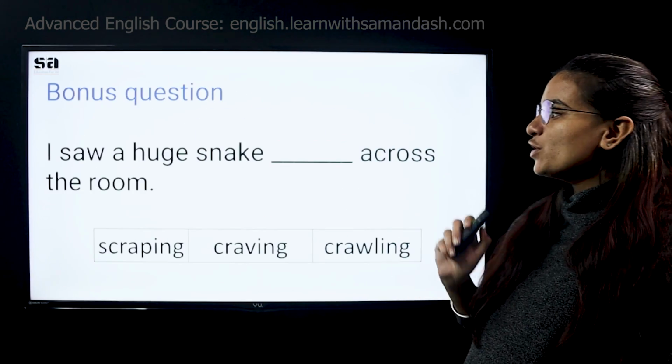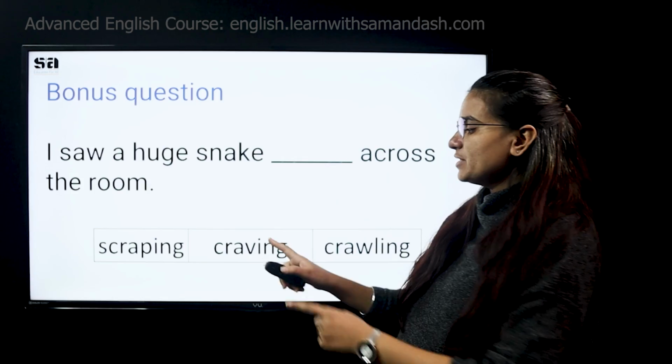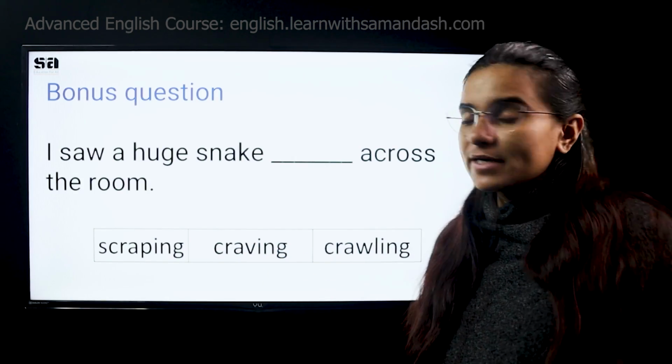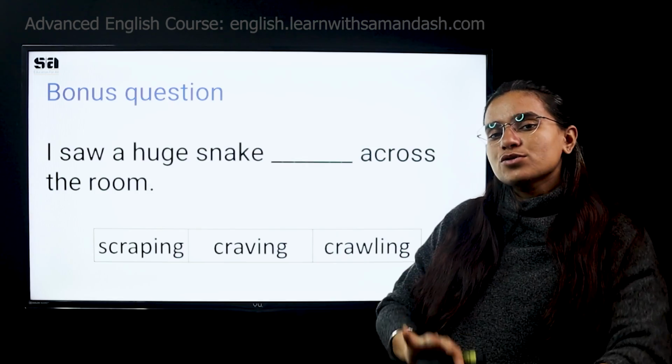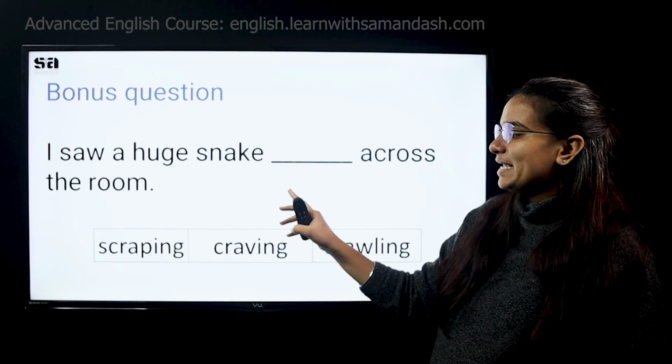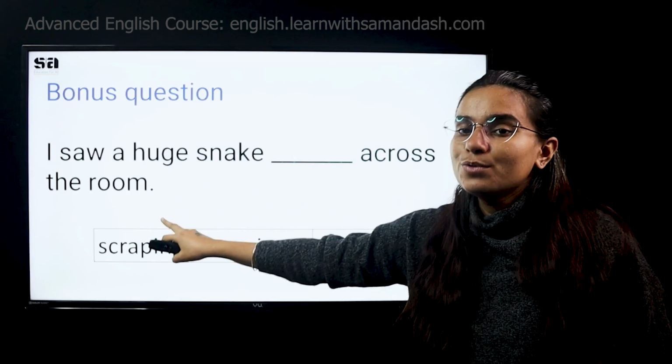Alright, so let's move on to our bonus question. Now the bonus question is not directly related to English grammar. It has a little bit of vocab added to it. At the same time, grammar is also in action. The question is, I saw a huge snake dash across the room.